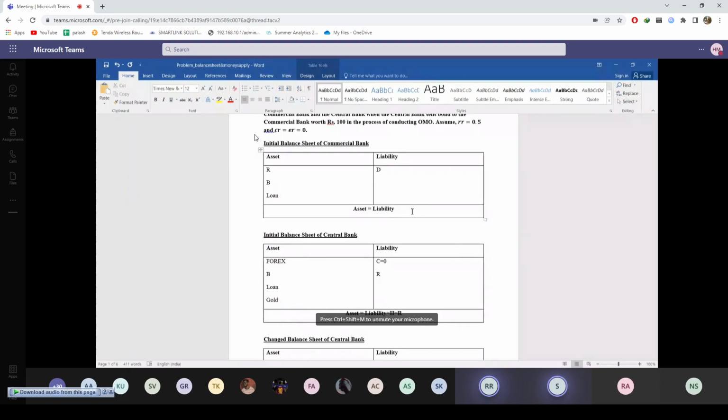That's pretty easy. Then deposit will be 200, will it increase? No, it will decrease. So that is, it will be D minus 200, right? How did you calculate it? Delta R upon RR. Okay. So now anything else?